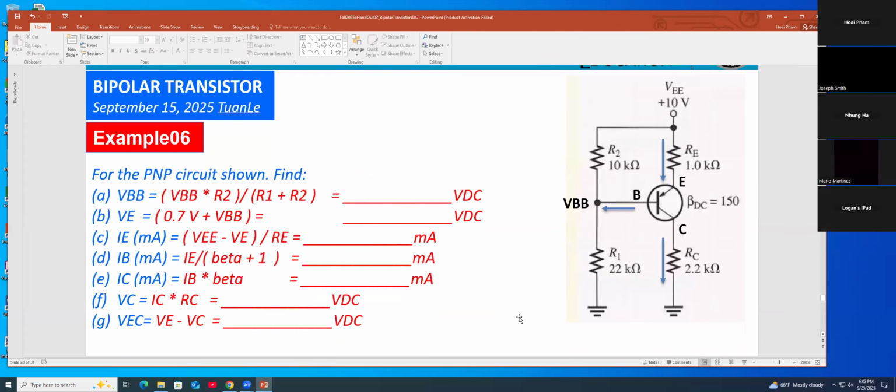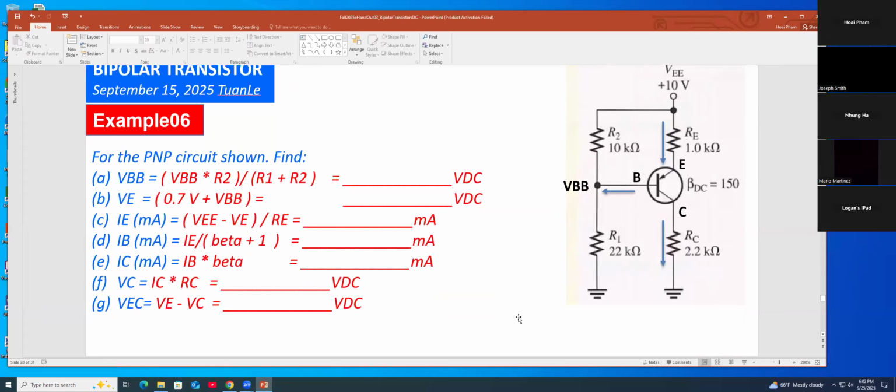Now, another one you also need to know. Same voltage divider. However, for the PNP transistor. The other one we already went through, that's the NPN. Okay. And now we'll get to the PNP.